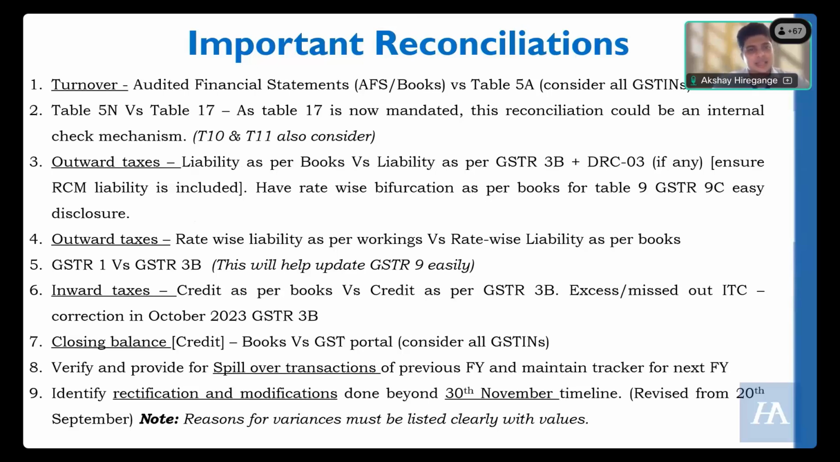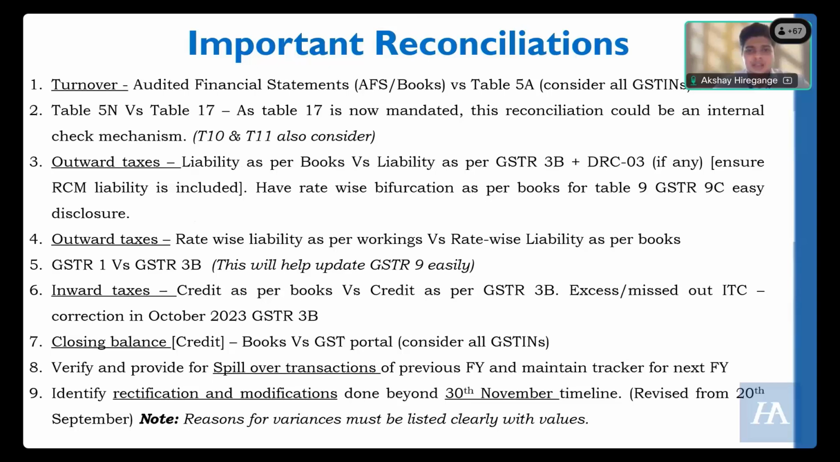Next, we come to table 5N versus table 17. This is the outward supply total values. Plus, we also need to consider table 17, which is your HSN outward table, which is mandatory. So this is an internal check which could also prove and understand whether you have missed out any transactions.